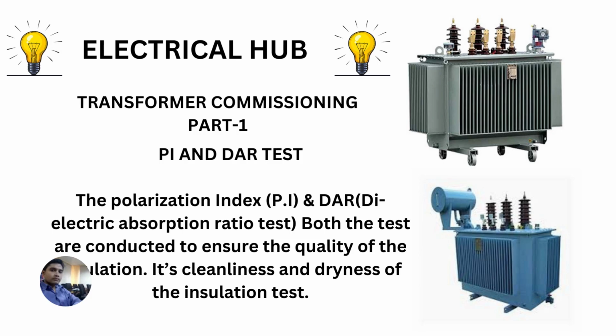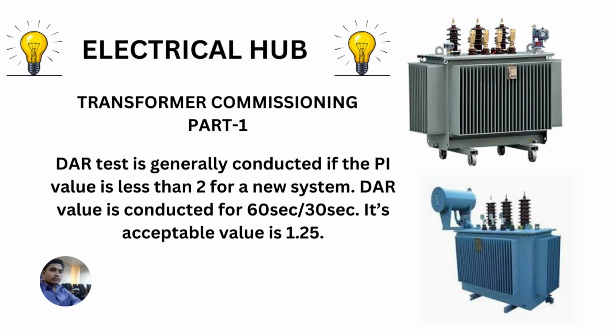Now about the PI and DAR test. PI is the polarization index test and DAR is the dielectric absorption ratio test. Both tests are conducted to ensure the quality of the insulation, its cleanliness and dryness. But the DAR test is conducted only if the PI value is less than 2 for a new system. For an old system, if the value is above 1.2, it is acceptable.